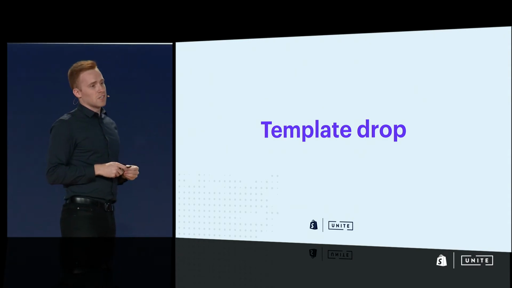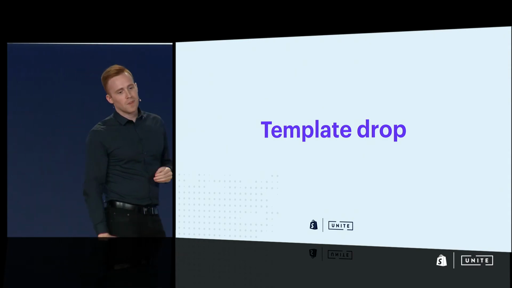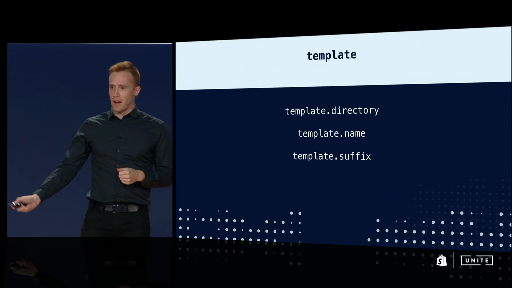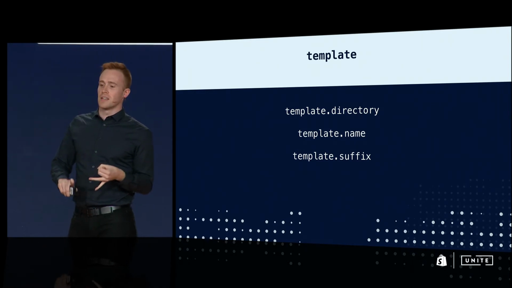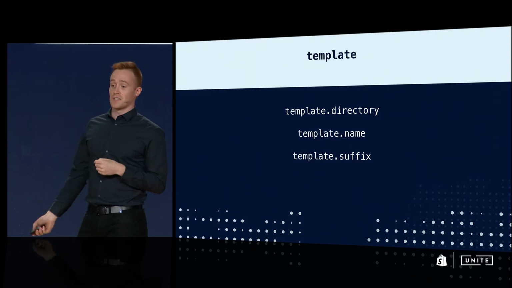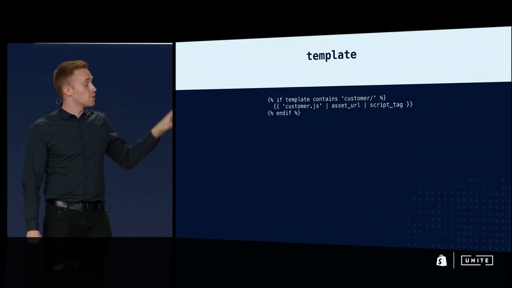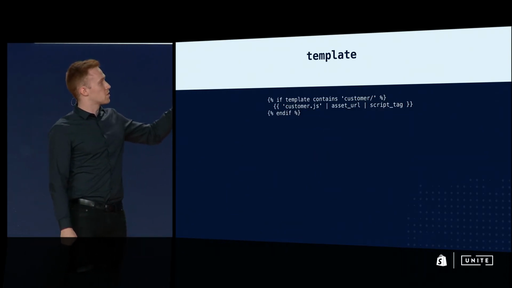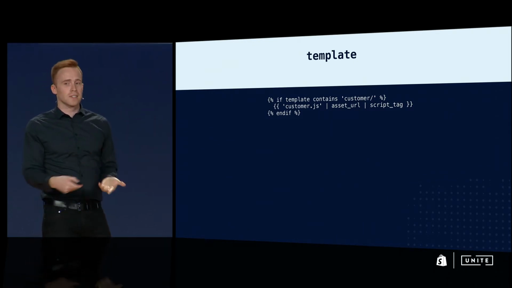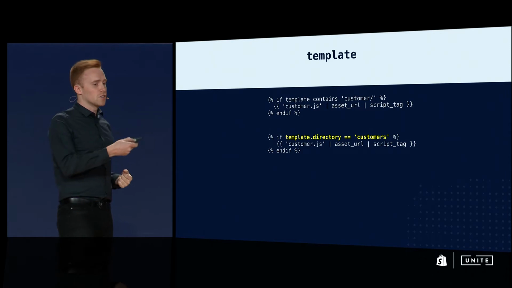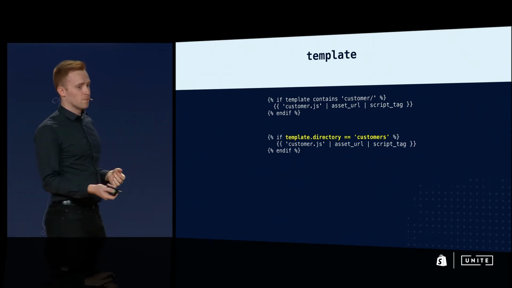Something else that got some much needed attention is the template drop. For one, it's actually a drop now. It's not just a string. And the template drop is going to tell you the directory the template's in, its base name, and the suffix it's using. Because in the past, if you wanted to do something like this, to just load certain assets if you're in a template in the customers directory, you had to look for the presence of a substring. But now you can just reference template.directory directly.